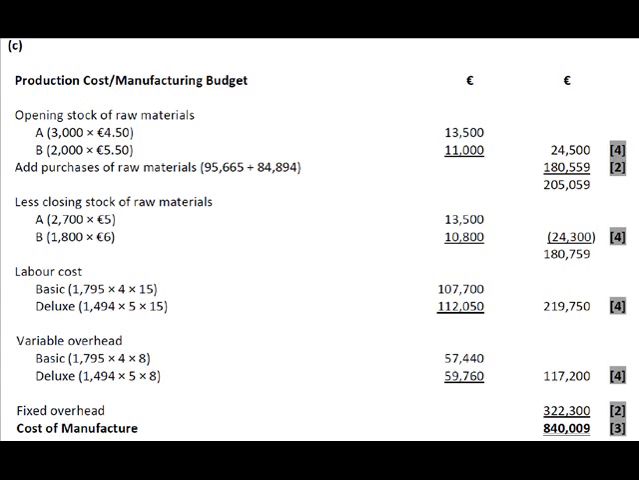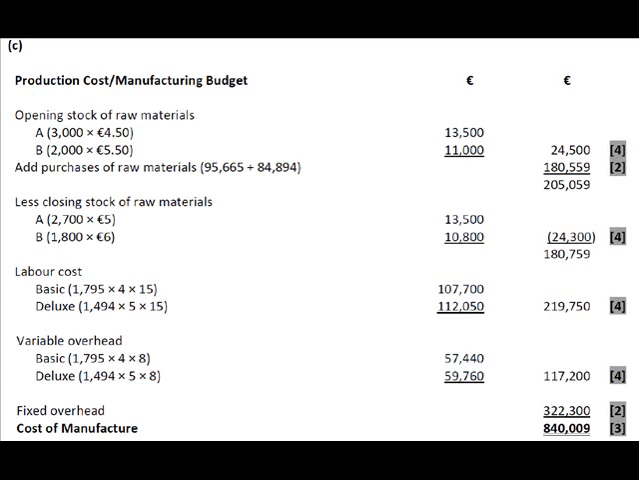So we have cost of raw materials consumed, although those words aren't written down, nor do they need to be, €180,759. To which we then add our labour costs. That's like your labour, your direct labour budget.